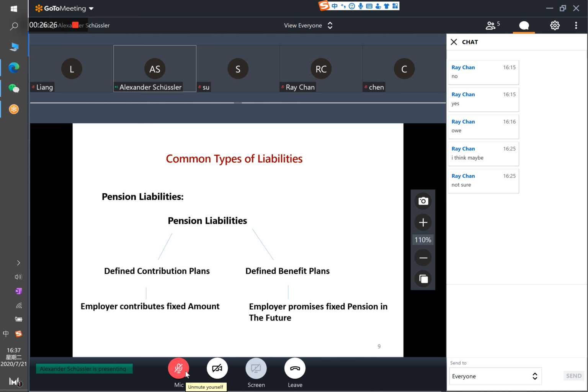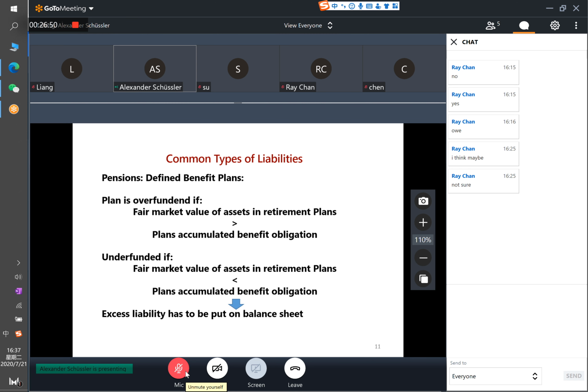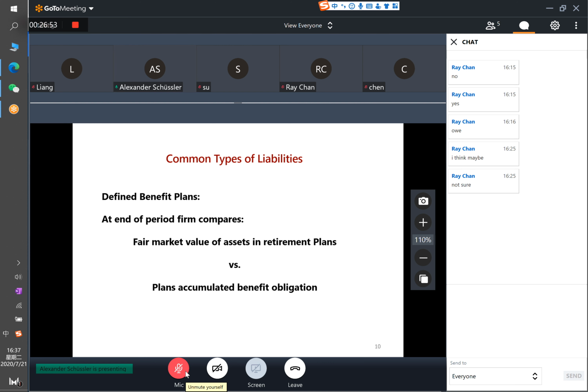The defined contribution plan here on the left-hand side is very easy from an accounting standpoint. Actually, you do not have to have a liability at all as a firm. Why? Because it's just an expense whenever you pay something for your employees. But here, the defined benefit plan is more complex.